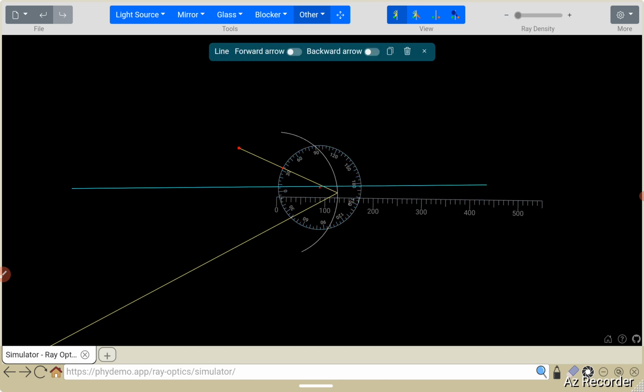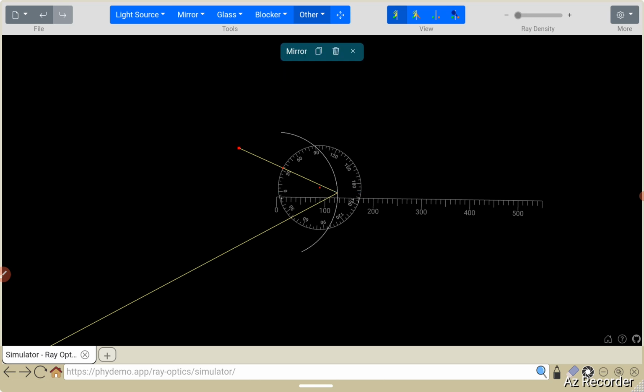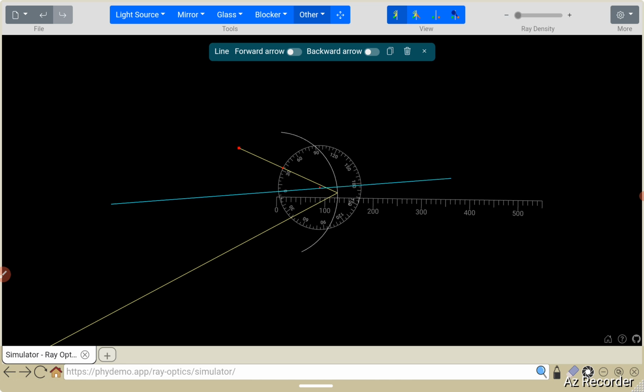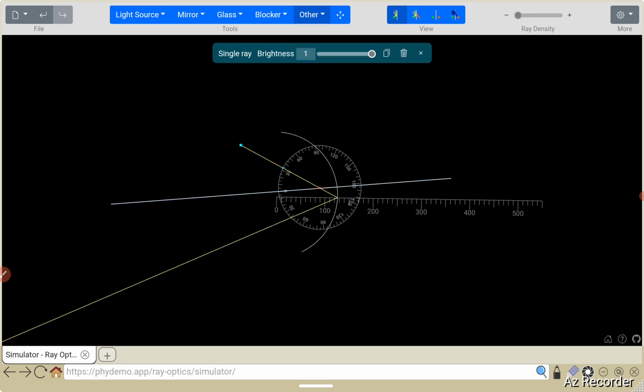If at all I would like to shift it, one second. Let me just draw one more line. Okay. Line I will take. Sorry. It has to pass through 0 and then it has to pass through 180. So this is the correct normal. That means principal axis. Okay. Now let me shift this light ray here. Okay.